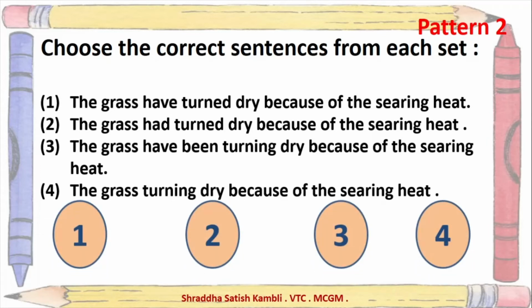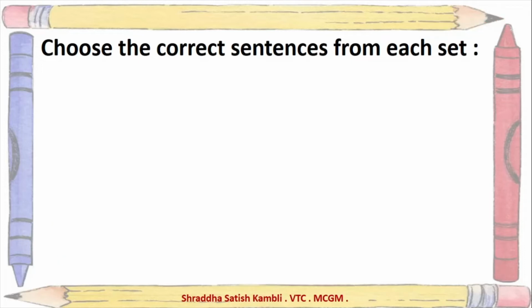So which one is the correct answer? Come on, let's start the timer. And the sentence which is correct is option number 2. The grass had turned dry because of the searing heat. Searing means intense heat, because of too much heat. Okay? Now let's move on to the next example in this pattern.